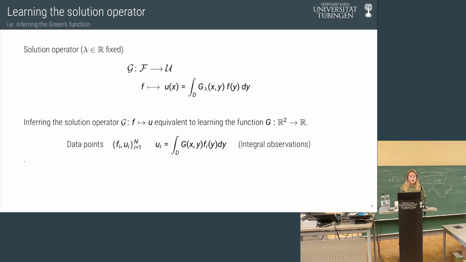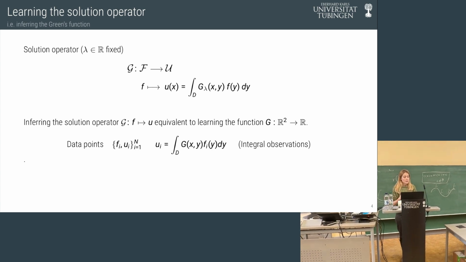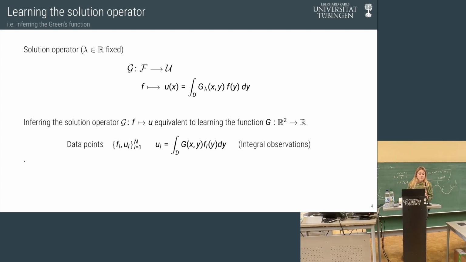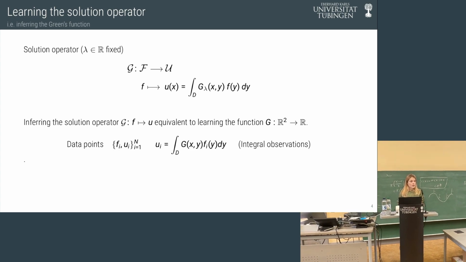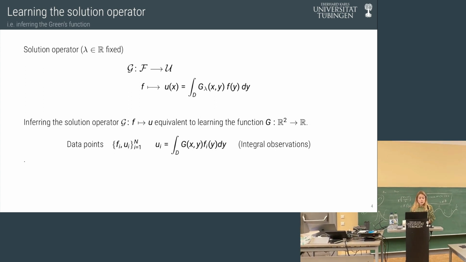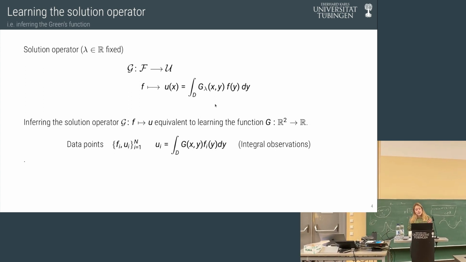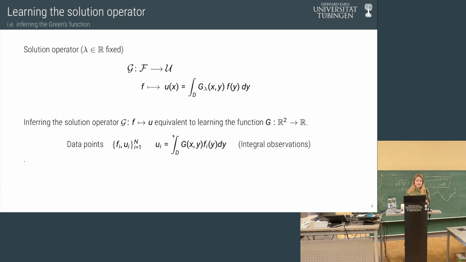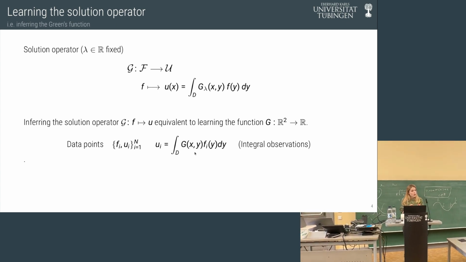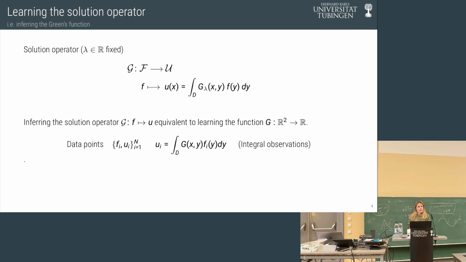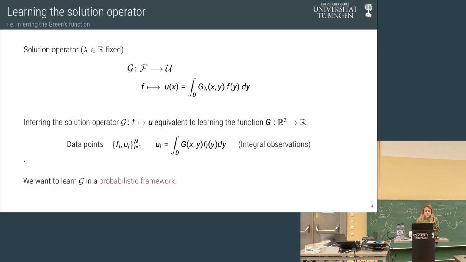So assume that we observe f and u, and we have many of them. What we want to do is recover this operator g. But what I just said is that this becomes equivalent to learning a bivariate function g from R2 to R, which is our Green function. With maybe a little caveat: the observations that I have on the Green function are not direct observations of g, but are observations of its integral against f. We're going to explain this in a moment.